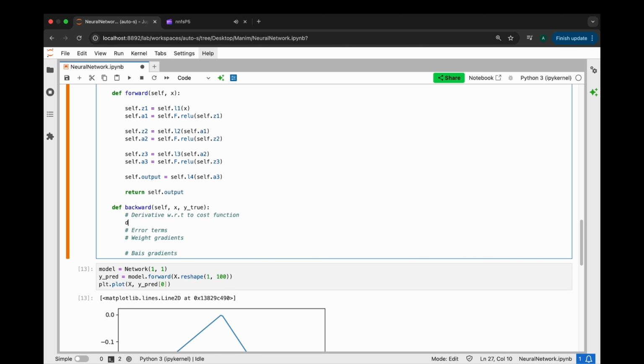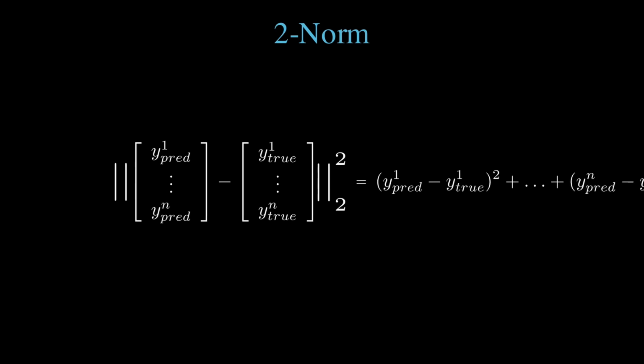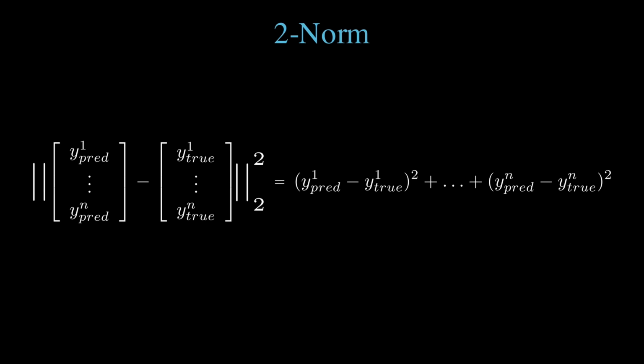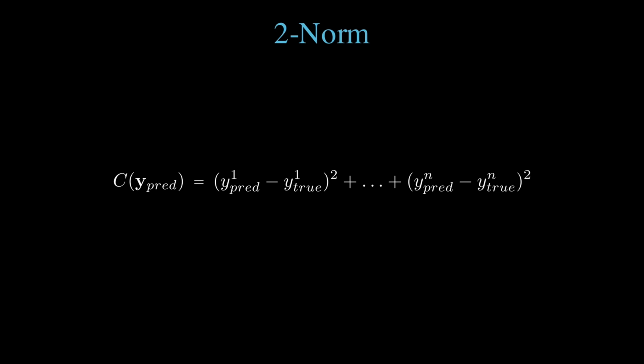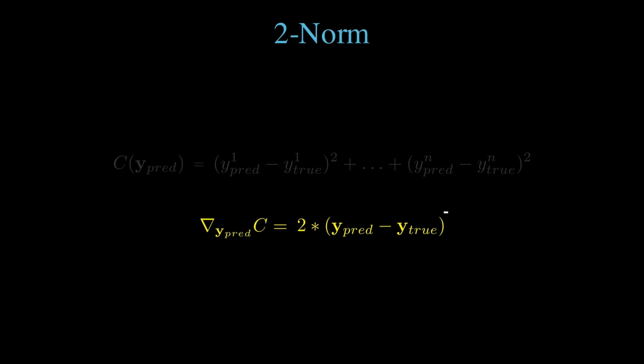Cool. Now, the first thing we're going to need is the derivative with respect to the cost function. The cost function we're going to use in our case is the two-norm, which is essentially the sum of the squared difference between the desired value and our predicted value. And the derivative of this function is pretty straightforward. It's simply going to be 2 times the predicted output minus the desired output.